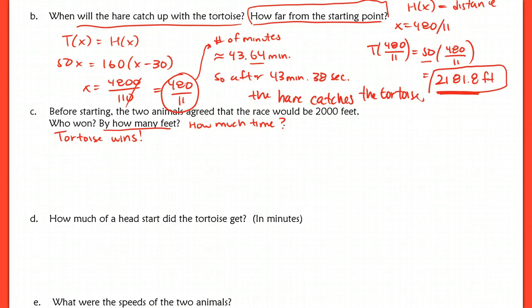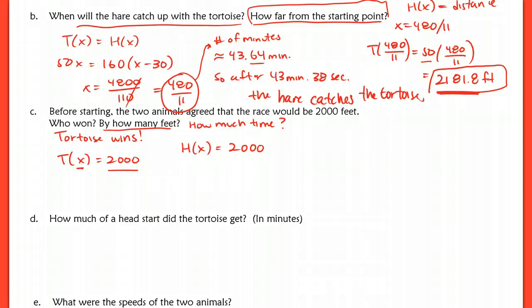Okay, so I want to know how many feet and how much time he actually beat him by. In order to do this, I can set up and find out how long it takes the tortoise to travel 2,000 feet. I'm going to figure out the time if his distance is supposed to be 2,000 feet, and I'm going to do that as well for the hare. I want to know at what point when he reaches 2,000 feet, how long has passed.